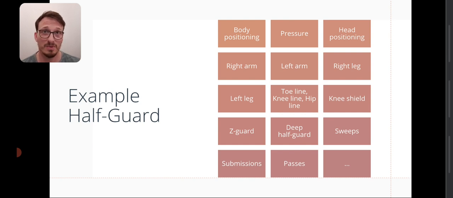How can I position my head on their chest, on their belly, next to them, depending on where I position my body? What are my arms doing, left leg, right leg? Why do I have to keep toe, knee, and hip line in mind? What does a knee shield, a Z guard, deep half guard have to do with all that? And we have not yet started talking about submissions, sweeps or passes. So there are lots of things going on at the same time, and you cannot teach each and every aspect of a position or a technique in one lesson.